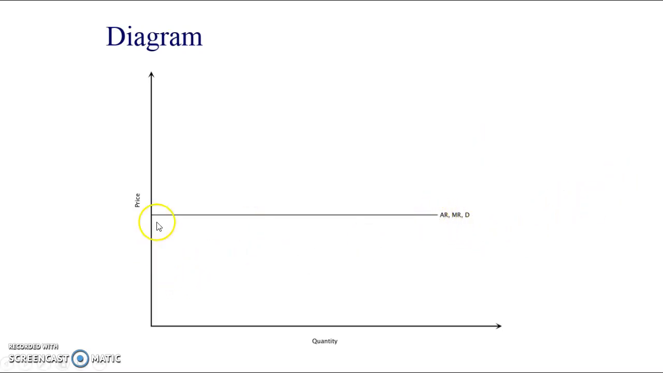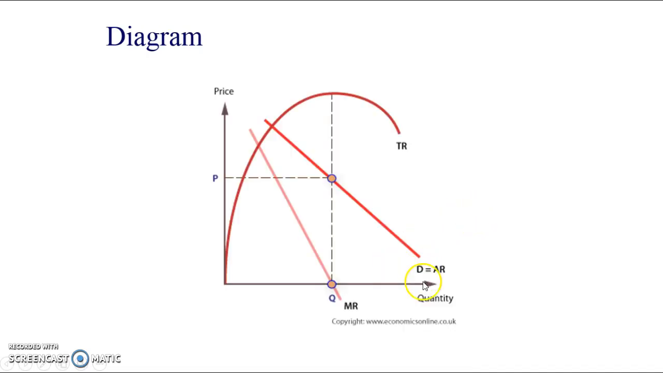And because the price is the same all the way along, the average revenue is the same all the way along, and the marginal revenue, the additional that you get, will be equal to the average revenue. And you can see here on this diagram, it's got average revenue equals marginal revenue equals the demand curve, whereas on this one the average revenue was different to the marginal revenue, and this is because it's downward sloping.